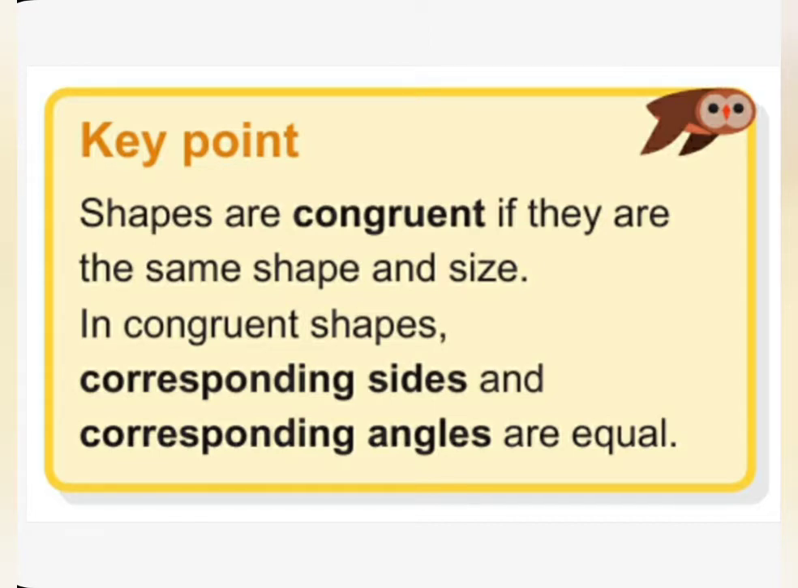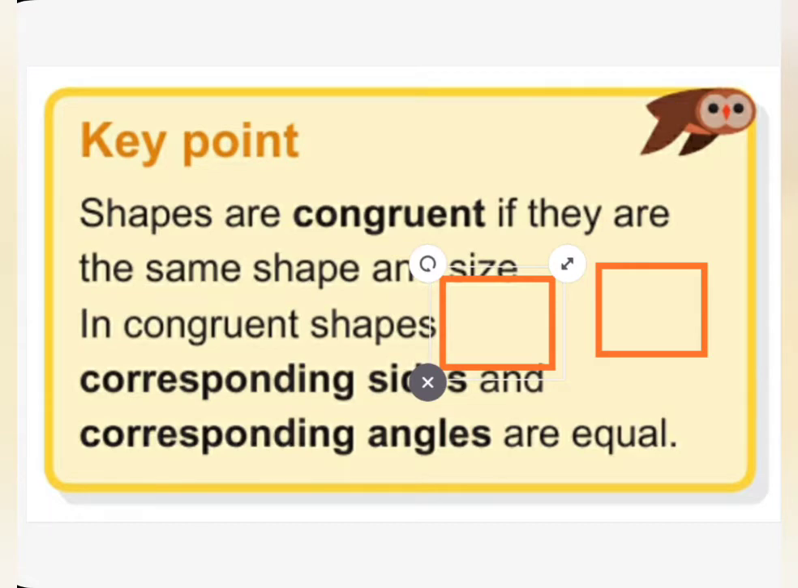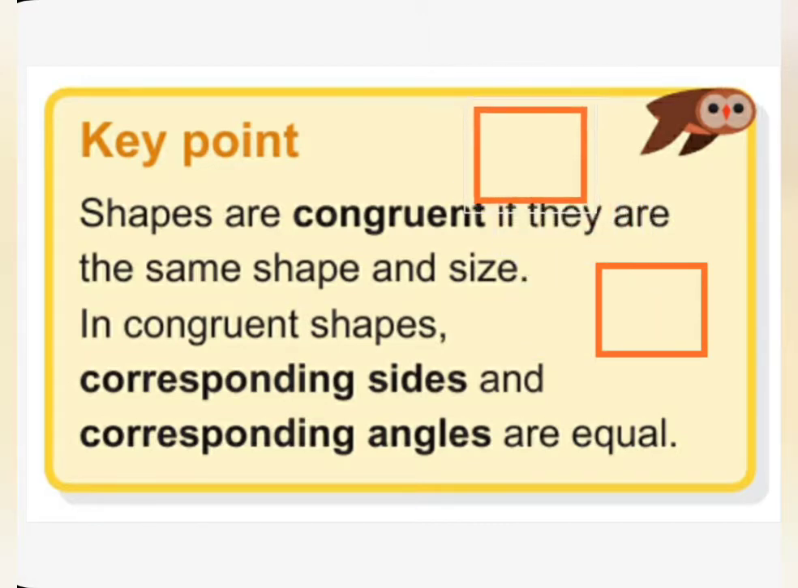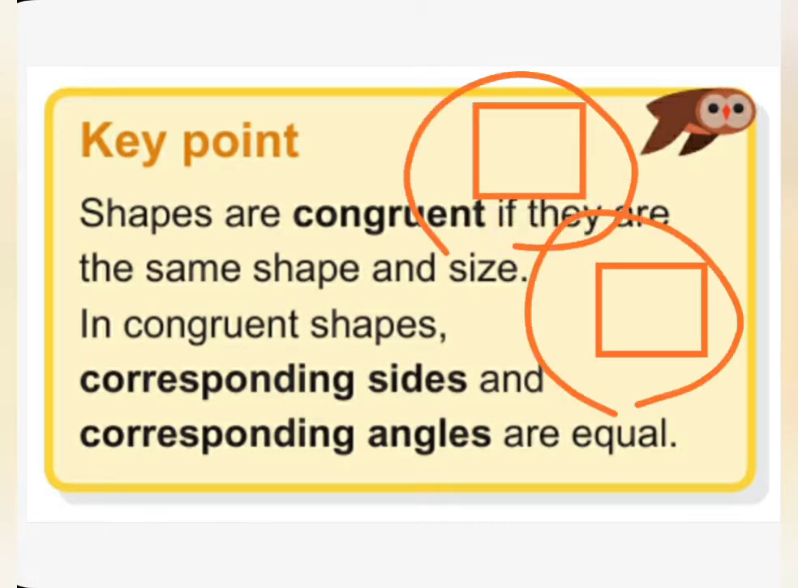The key point here is talking about the meaning of congruent. Now, shapes are congruent if they are the same shape and size. Now, what does that mean? It means if you have a square like this and another square which is the same as the old one, it means that all sides and angles are the same. So this is the meaning of this key point. So if you take it here, you can say that this shape and this shape are congruent.